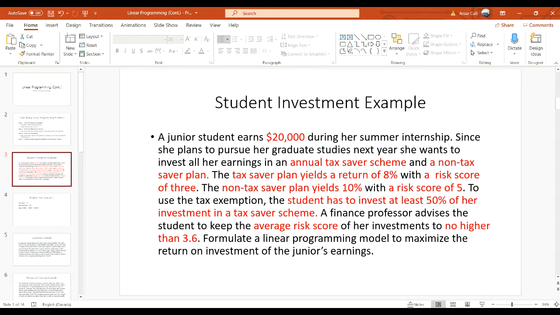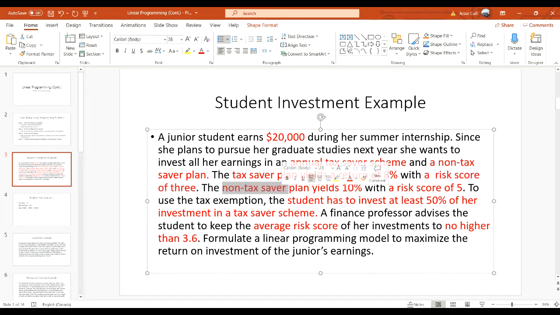The first one is risk score. So our risk score for tax saver, we have a risk score of 3. The non-tax saver is a risk score of 5. Between both of those, we need a risk score of no higher than 3.6. That information tells us how to formulate our first problem constraint.